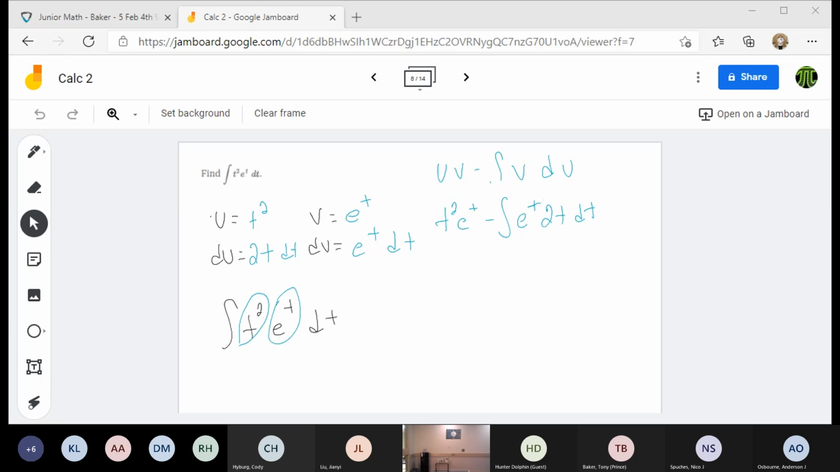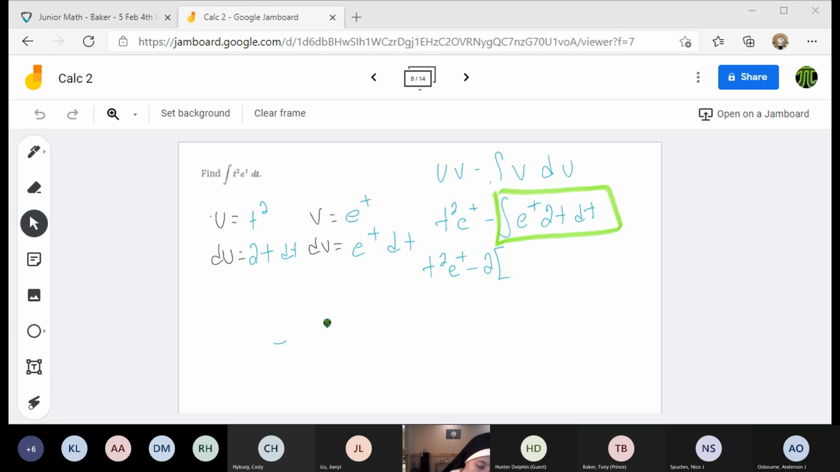So I now have to take this part of the equation and do my integration by parts again for that part. So I have t squared e to the t minus 2, and then we're going to do integration by parts on that piece over there. So we're going to erase this part down here, and we're going to do a similar thing again.